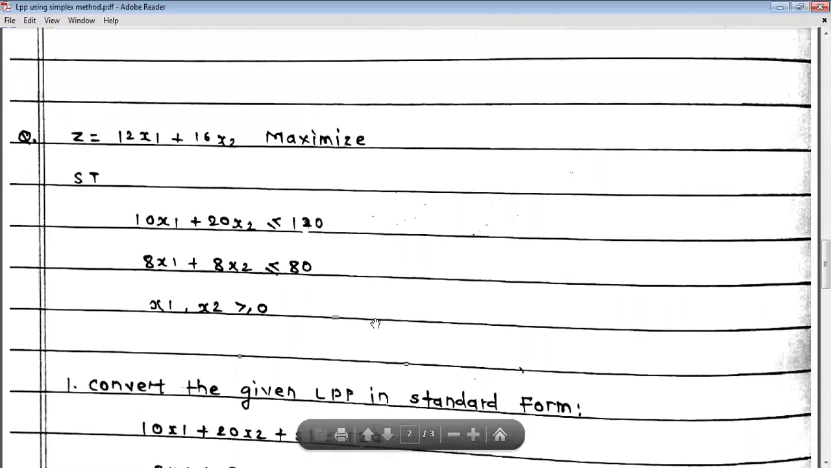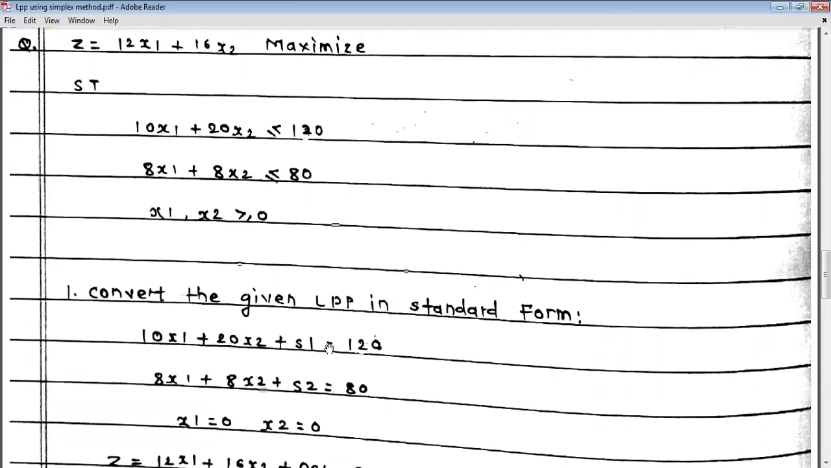Now first thing, as we have already seen in the graphical method also, you need to convert the equation into the standard form of equality. So what we need to do is, if you see here, this is a maximization problem, and you know that if it is a less than or equal to constraint, we will be adding the slack variable. So in both there is a less than or equal to constraint, so we'll be adding the slack variable.